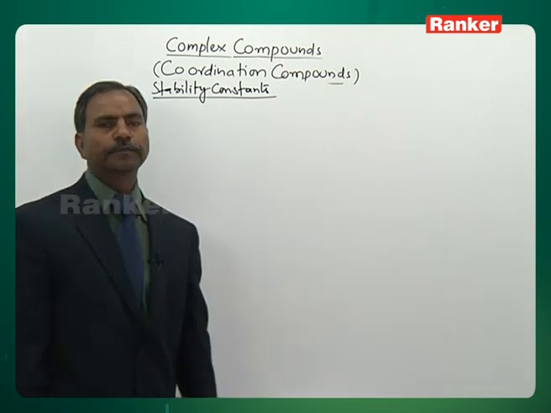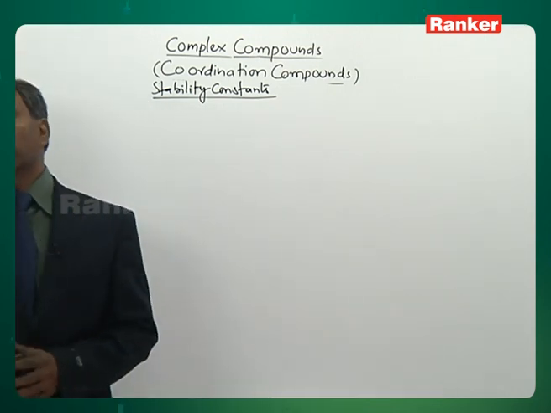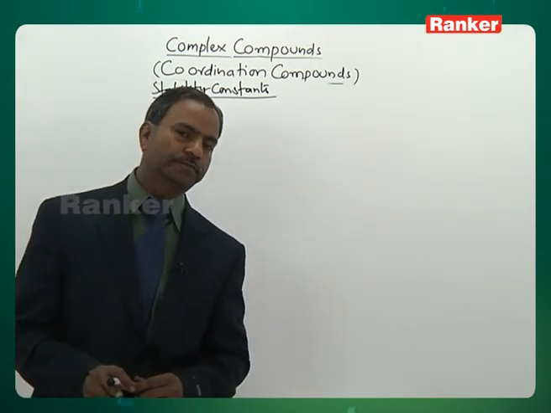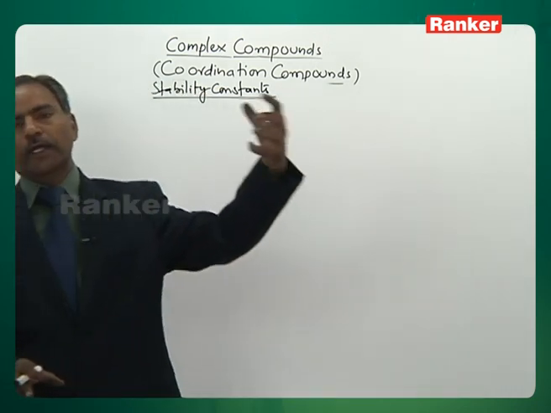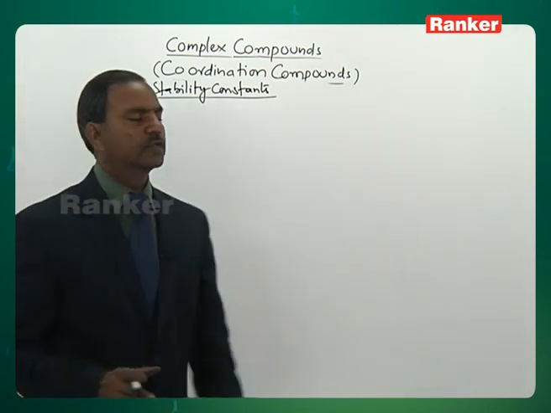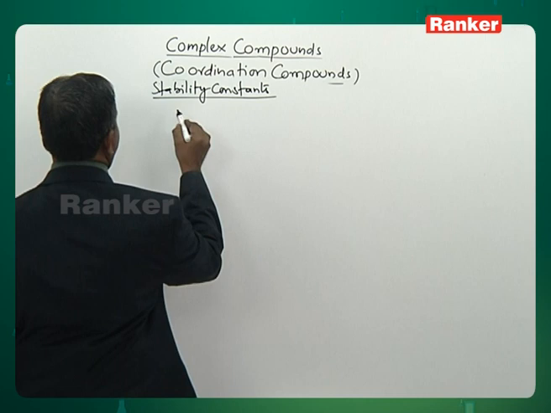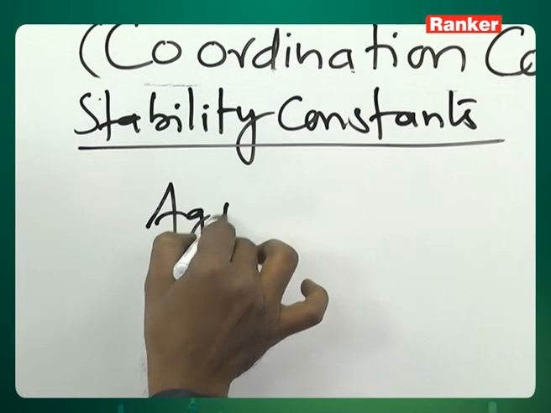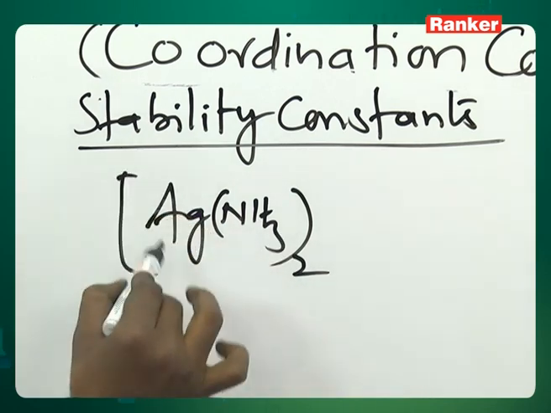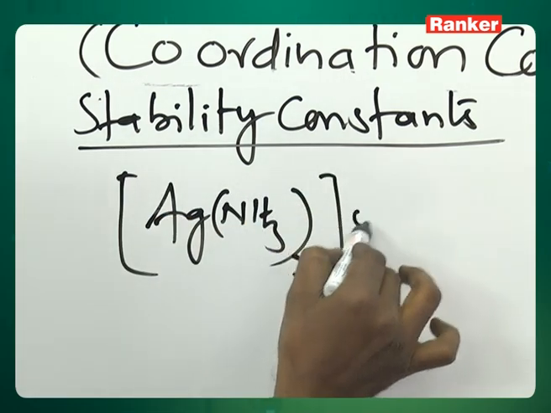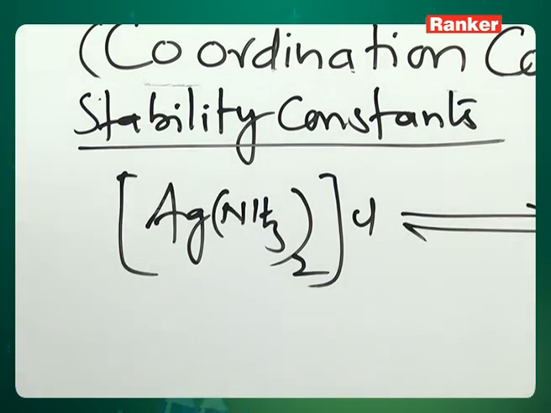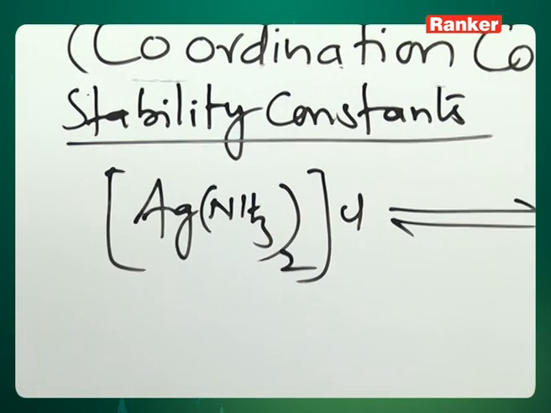Stability constants. Most of the complex compounds are found to be stable. Generally, you take a complex compound, it is found to be stable. Still, even though in aqueous solution, it ionizes to a smaller extent. Take a complex, I am writing on the board, Ag(NH3)2 Cl. Once you put this in an aqueous solvent like water, it ionizes to a smaller extent.